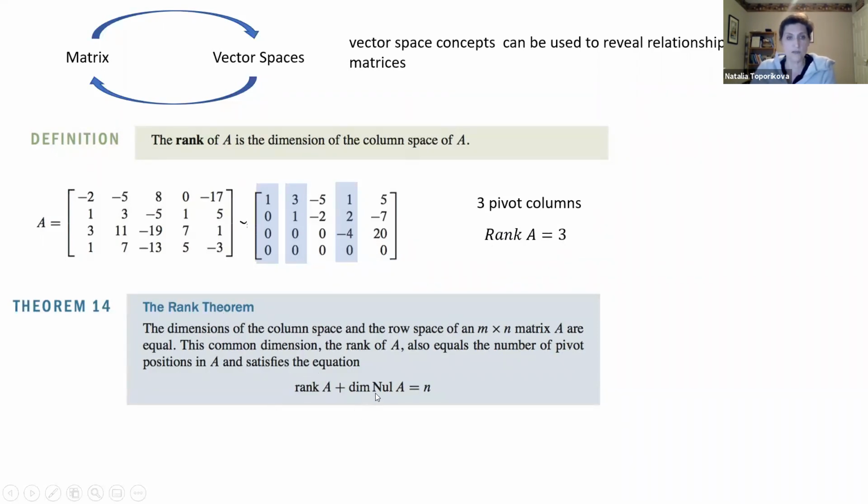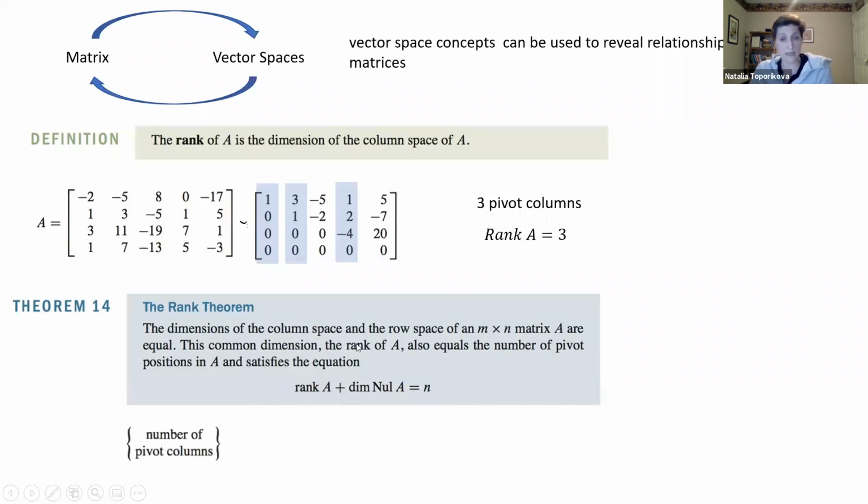The second interesting result is that there is a quantitative relationship between the rank of a matrix and the dimension of the null space, which is equal to the number of columns. Basically, the dimension of column space, which is the rank, plus the dimension of null space will always give us the number of columns in the matrix, which again at first sounds really strange and non-intuitive, but it helps to think about this relationship in terms of the pivot columns.